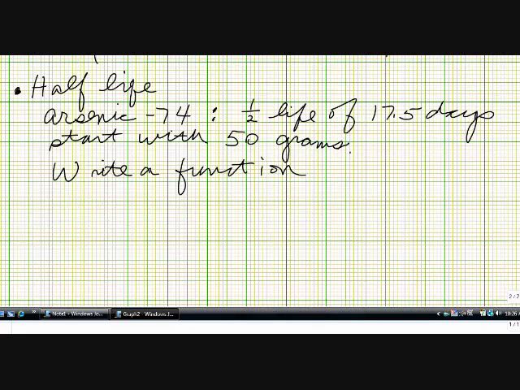So if I'm going to start off with 50 grams, I know one point. It's called day 0, amount 50 grams. Since my half-life is 17.5 days, I know another point. At day 17.5, how many grams do I have left? No, half-life means I'll have half the amount. 25. Okay? I have 2 points.